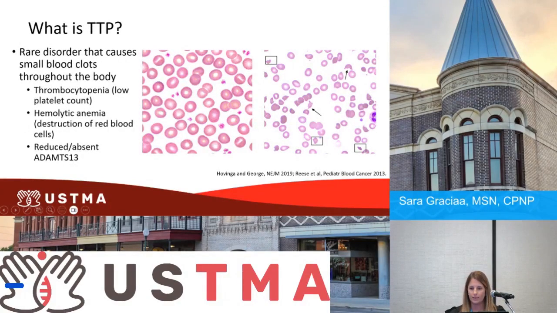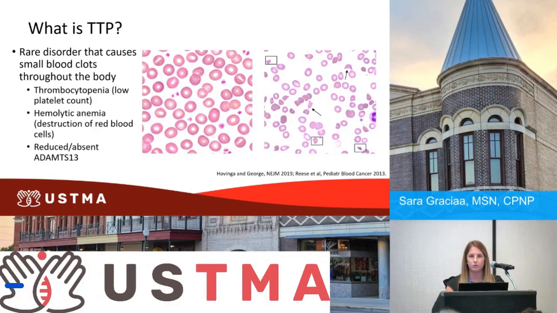So what is TTP? I know you've reviewed this today. We'll do a quick recap. So TTP is a potentially life-threatening blood clotting disorder that causes blood clots to form in small blood vessels throughout the body. It's extremely rare, with an incidence of about 3 cases per million per year in adults and 1 case per 10 million in children.